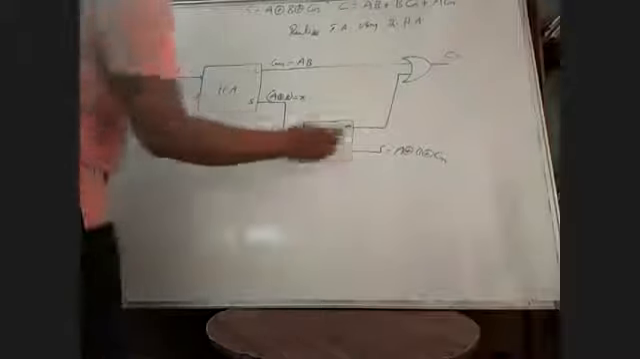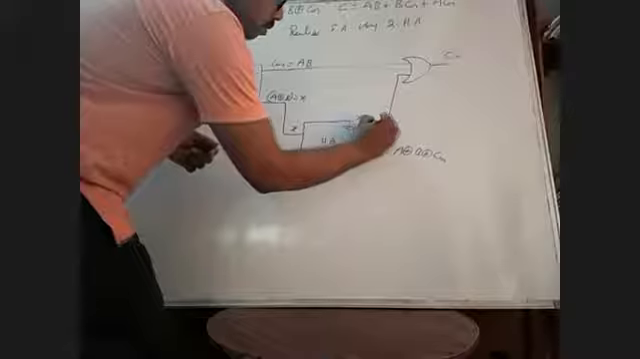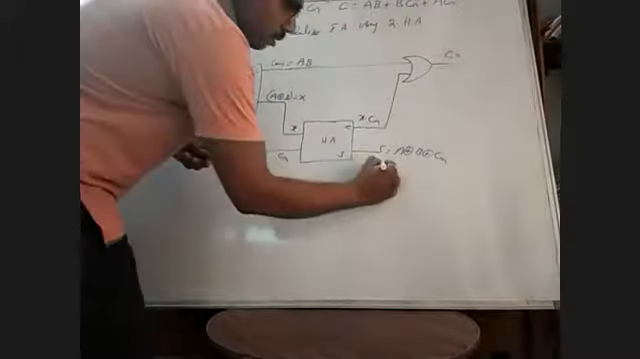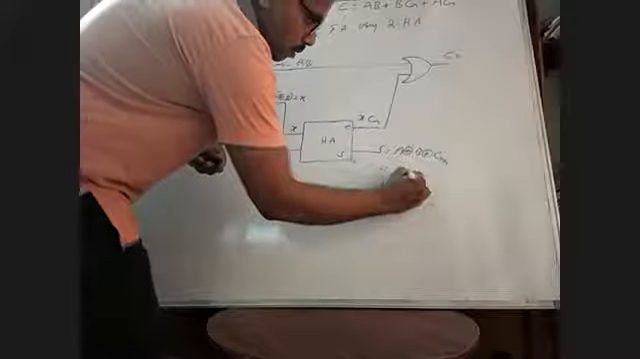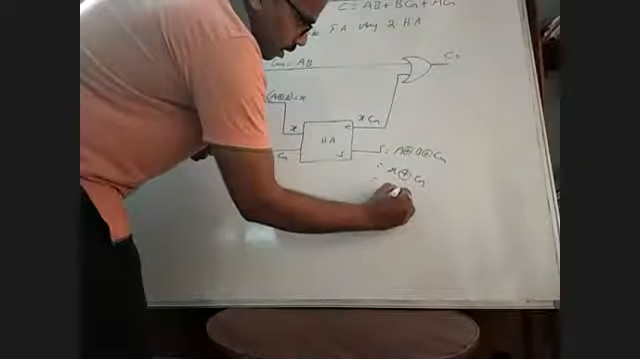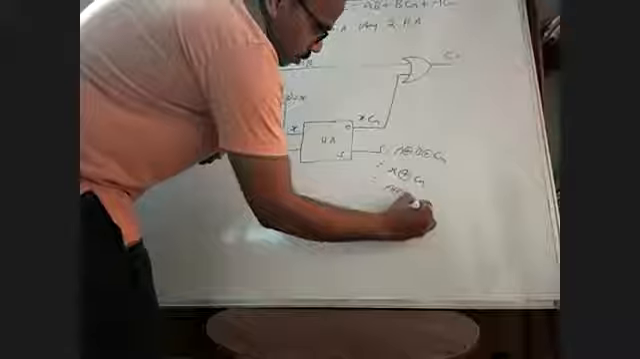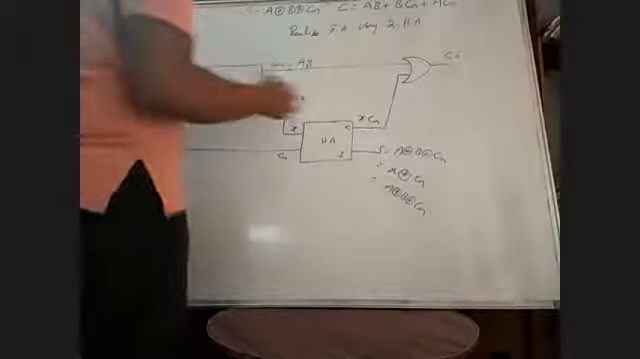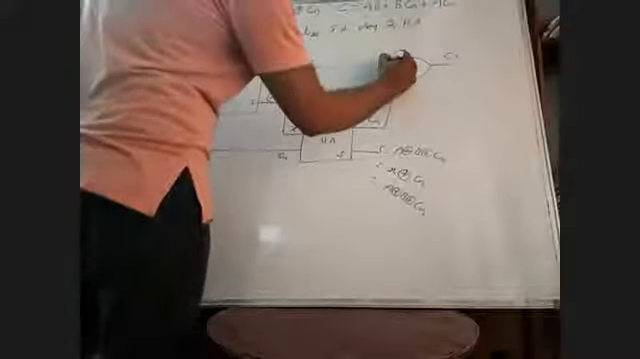Again, what is this carry? For a half adder, carry is the product of these two, that is X into Cin. The sum output is X exclusive or Cin, and X is A exclusive or B, so A exclusive or B exclusive or Cin. Now, this X into Cin is given as one input here, and the second input is AB.